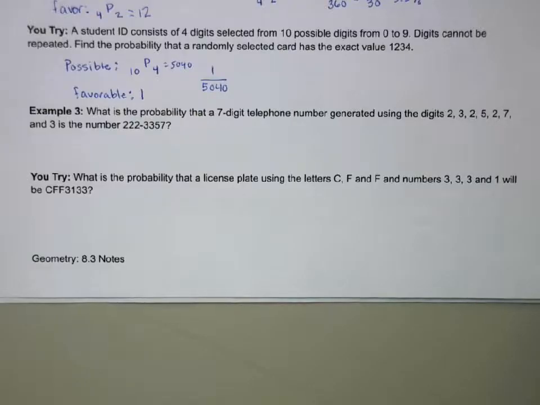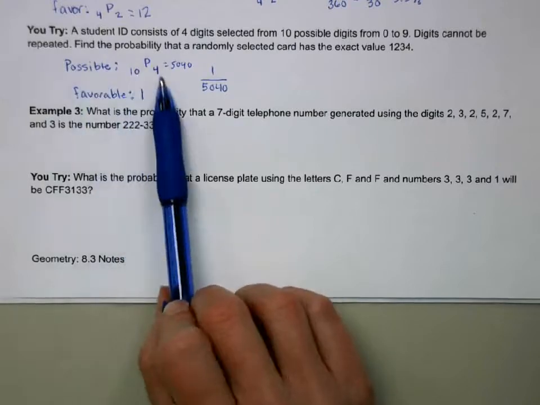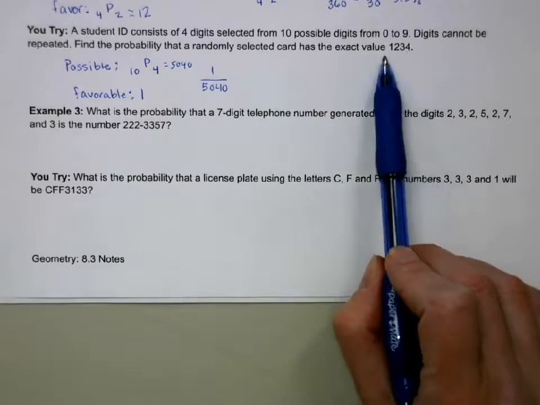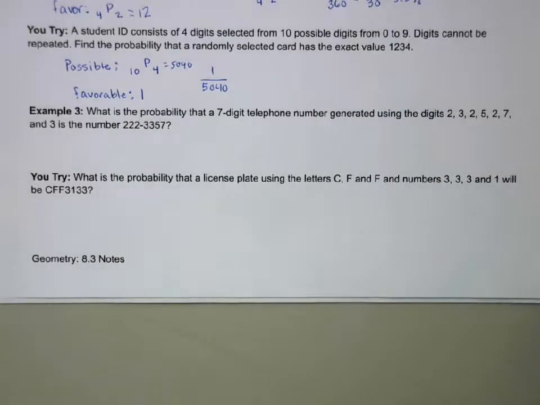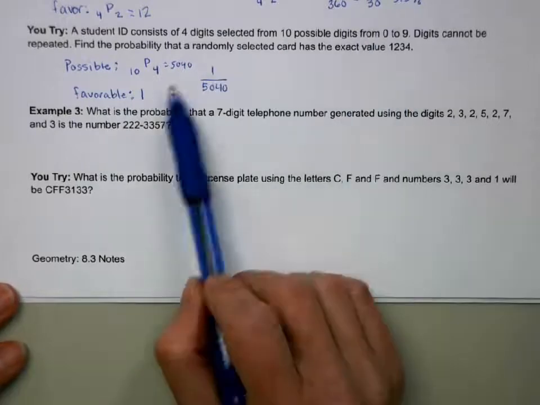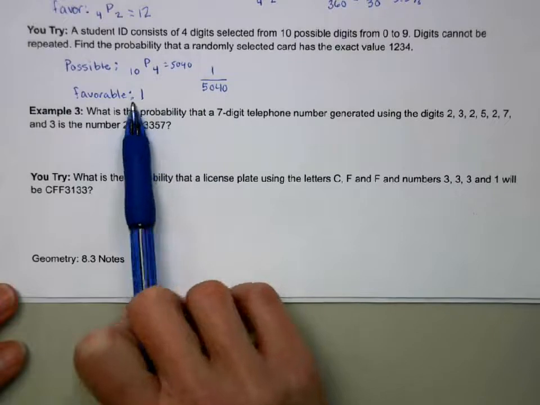So if an ID consists of 4 digits from 10 possible, from 0 to 9, the possible outcomes are 10 and we're permutating 4, because 1, 2, 3, 4 is going to be different than 2, 1, 3, 4. Those would be different IDs. What's the probability that it's exactly 1, 2, 3, 4? Well, of those 5,040 possible outcomes, only one of them is going to be 1, 2, 3, 4.